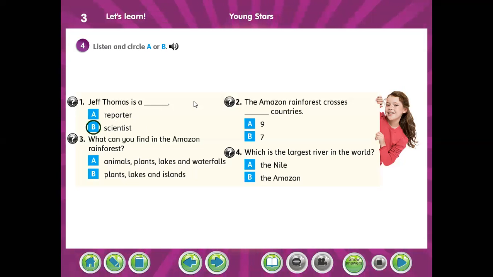He's a scientist. Let's see. Genesis, can you read the number 2? Yes, teacher. The Amazon rainforest crosses 9 countries. Very good. 9, okay. 9 countries. Let's see. Casimiro, please, can you read the number 3?